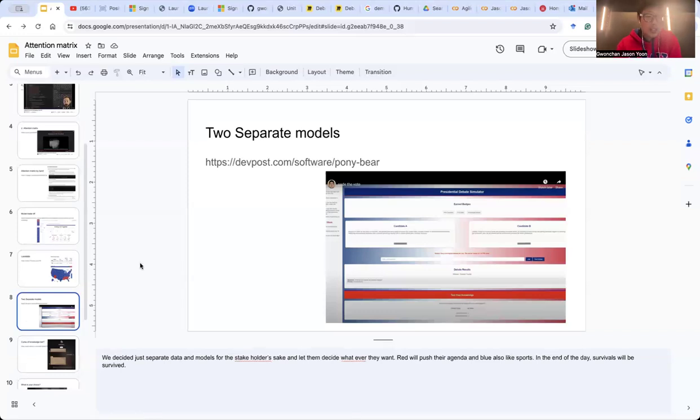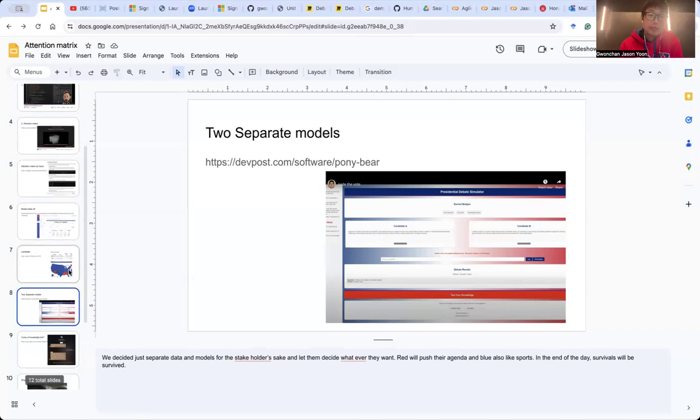We decided to just separate data and models for the stakeholders' sake and let them decide whatever they want. Red is going to push their agenda, and blue is going to push theirs. At the end of the day, the survivors will survive, and the stakeholders, the people, will choose.